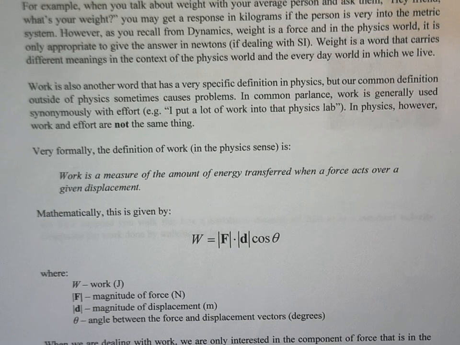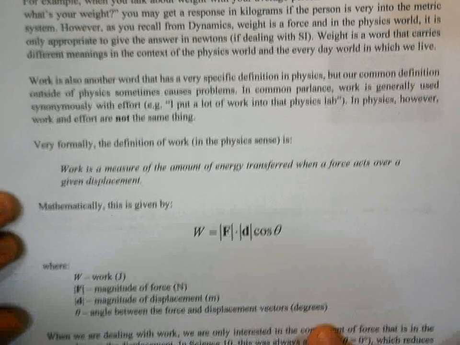So in physics, work has a very formal definition. It's a measure of the amount of energy that's transferred when a force acts over a given distance. So if I apply a force and move something, I'm doing work on that object. So the key components to have work in physics: you need a force and you need a displacement. And then to add a caveat to that, you need some component of the force to be in that direction of the displacement, which we are going to get soon.